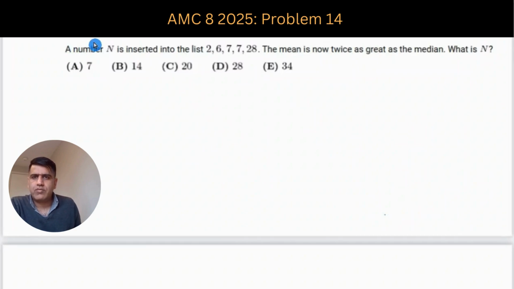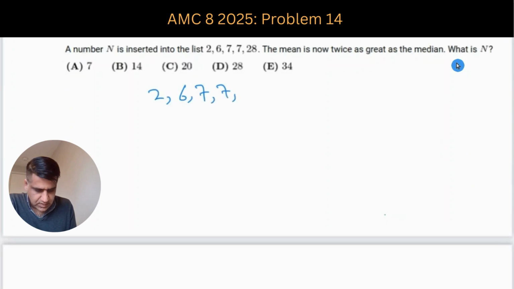Let's look at problem 14, where a number is inserted into the list. The mean is now twice as great as the median. What is n? So we have to find n. So let's say the list that we are given is 2, 6, 7, 7, 8 and n.